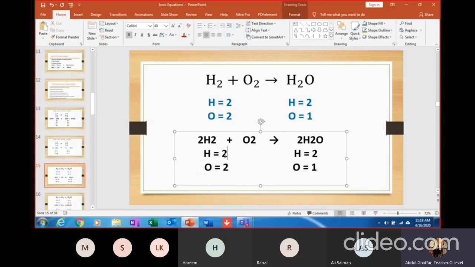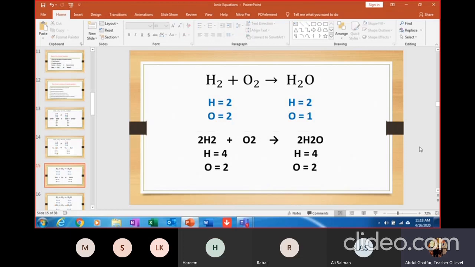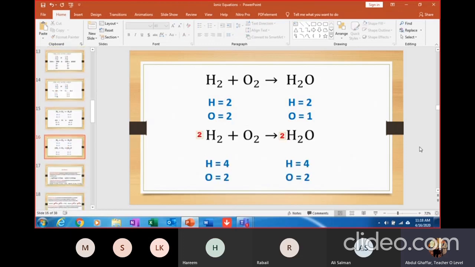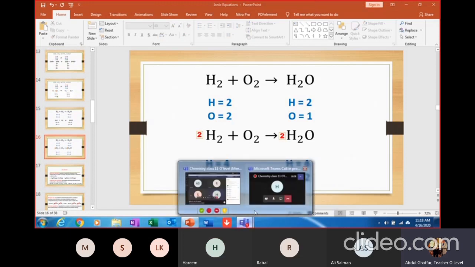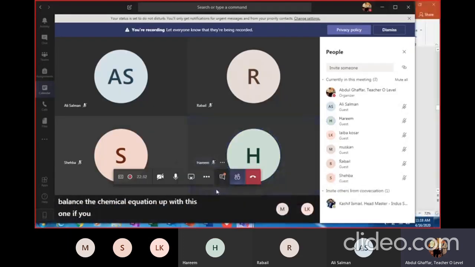Now you can write that hydrogen is 4 and oxygen is 2, and here also hydrogen is 4 and oxygen is 2. Now the equation is balanced. You can see this one. Okay, this is the complete way of how to write or how to balance the chemical equation. Up to this point, if you have any problem, you can ask.